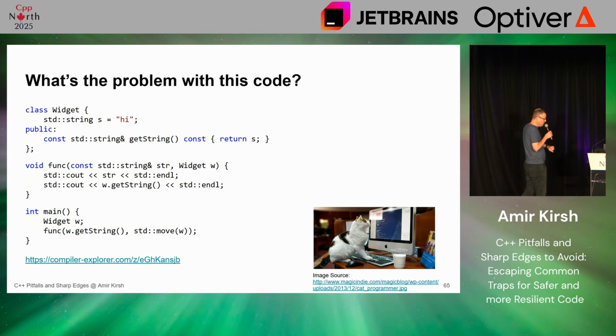Widget. What's the issue here? We have a string in the widget, which is the natural thing to do with a widget. And we have a getString which returns a reference. Yes, we see that. And we have a function that gets the reference to a string and a widget and prints both in a way. Then in main we create a widget and we call func.